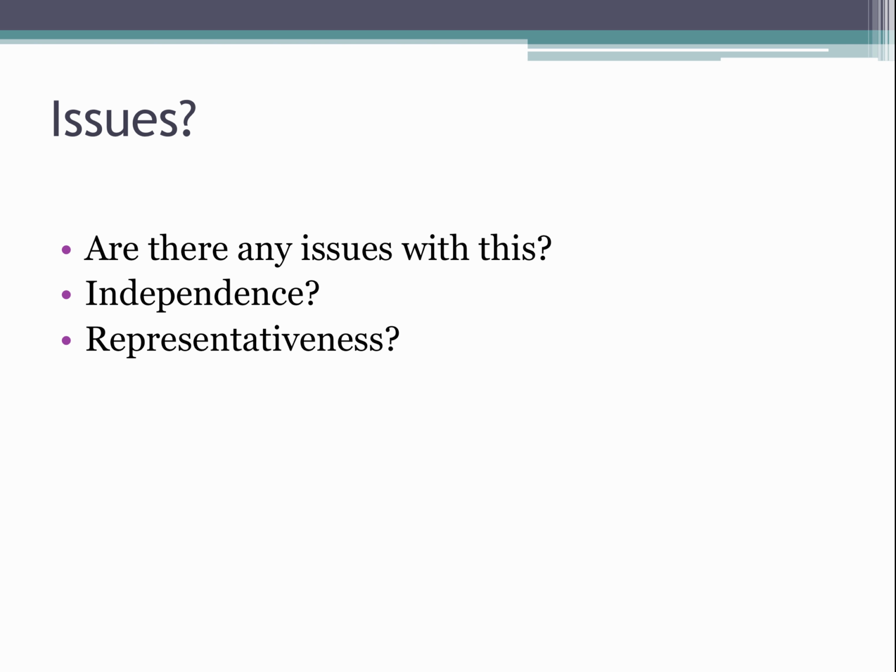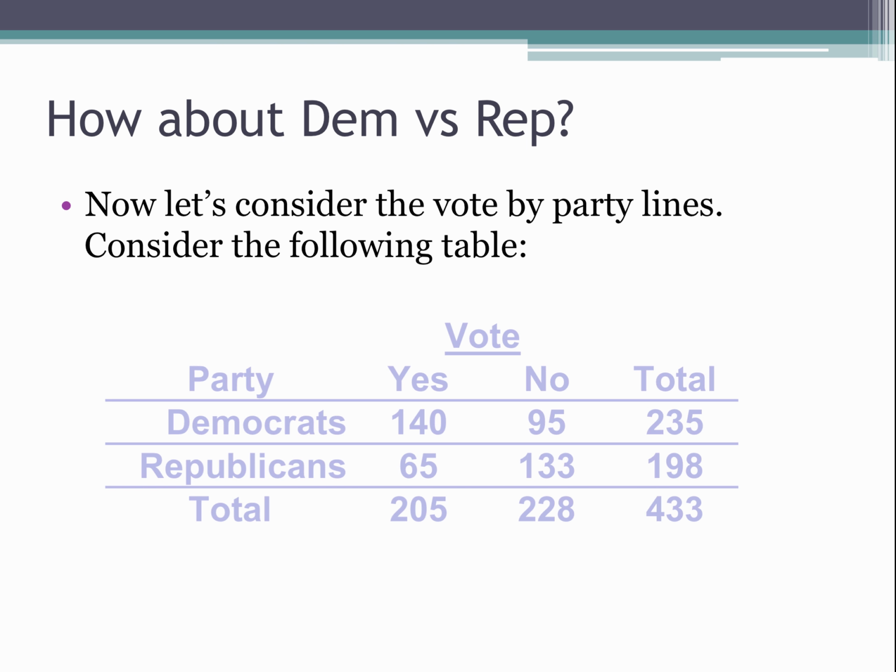Are there issues with this type of test? Think about independence and representativeness. And again, remember, you have to look at your sample size issues. What about looking at how Democrats voted versus Republicans? You could consider the following table. This is a breakdown on party line with no votes and yes votes out of the 433.